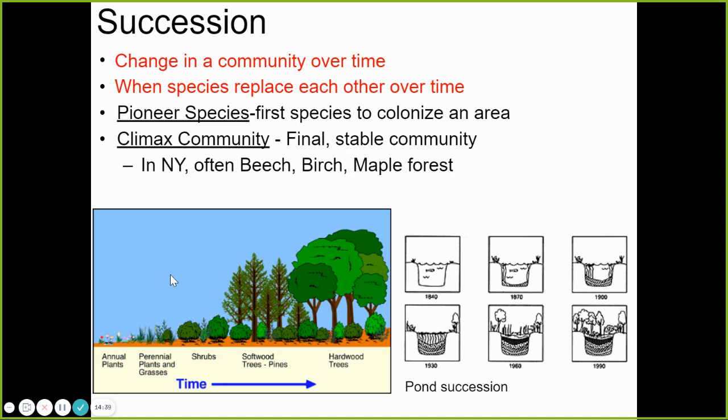Each species that comes in changes the environment somewhat so that the next species is able to take hold. And then that species somehow modifies conditions and another species can take hold until we get to something stable. The first organisms that come in, like if you imagine a farm field where there were no plants, it was just soil, the first organisms that can start to live and grow there, we call those the pioneer species.